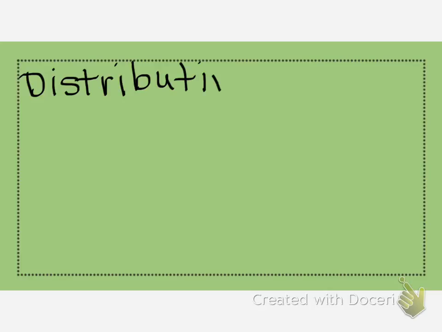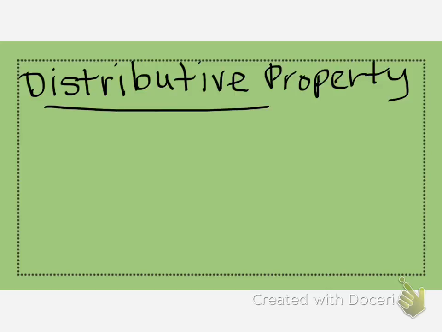Today, we're going to talk about 3 different properties in math. The very first property I'm going to talk about is called distributive. I would suggest writing this in your notebook so you have reference to it later.